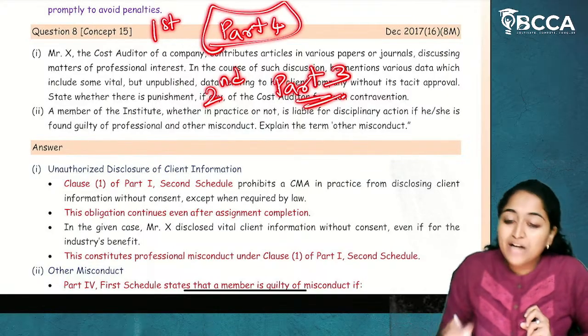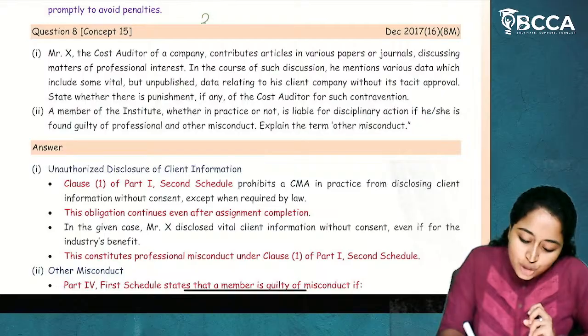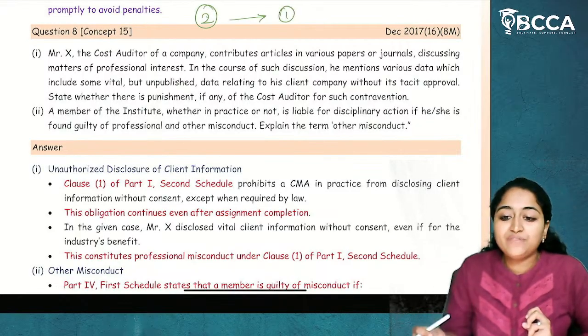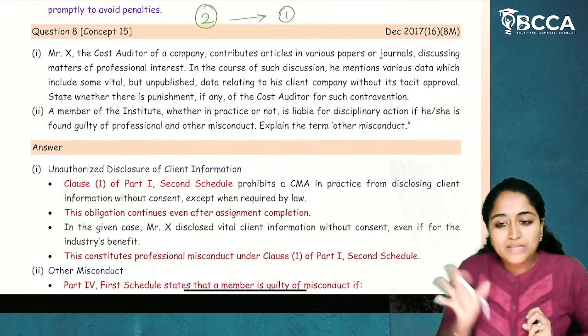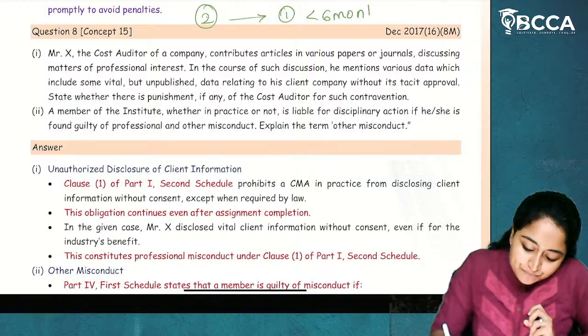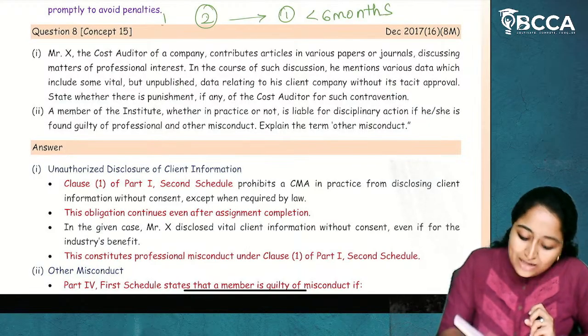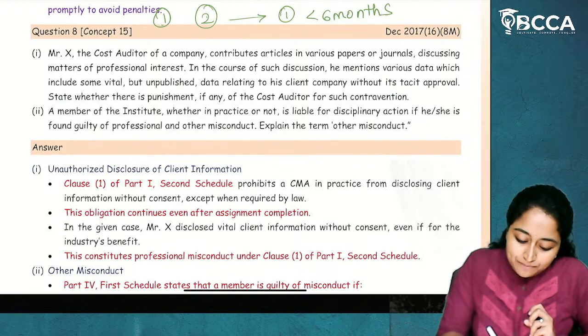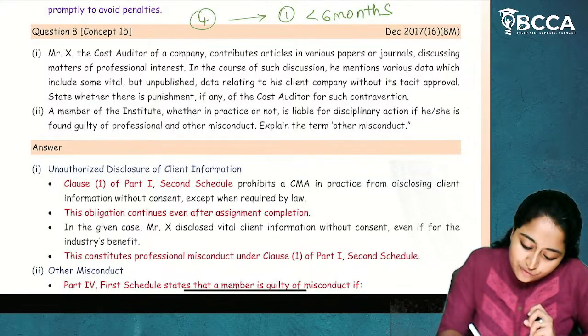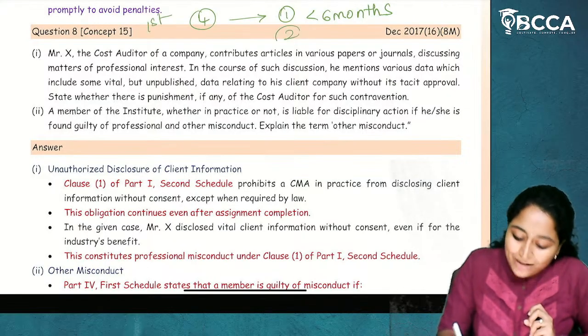Now what is part 4 of the first schedule telling us? Two points. The first point is about imprisonment. If you have been convicted for an offense, civil or criminal, and your imprisonment is for less than 6 months, it is covered under part 4 of the first schedule, and this is the first point. And what is the second point?